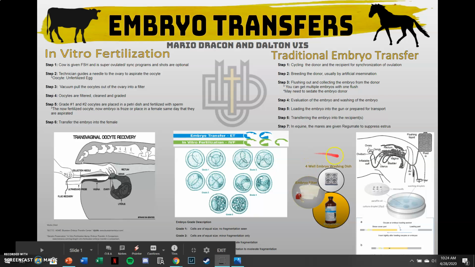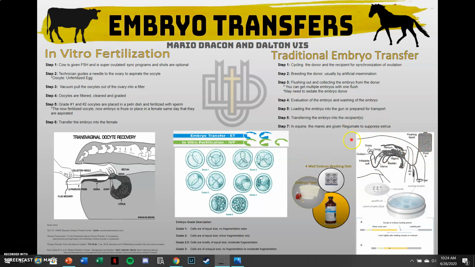This process usually takes around an hour or two, so it's a very delicate process, and they at times may need to sedate the donor just because it does take so long, and a lot of animals don't like being in the stocks for that long, and they may get kind of antsy. So it's very important that the donor does not move a lot, just because it's such a delicate process. And it is possible to get multiple embryos with one flush, and that's kind of the appeal to embryo transfers, that you can get more than one embryo at a time.